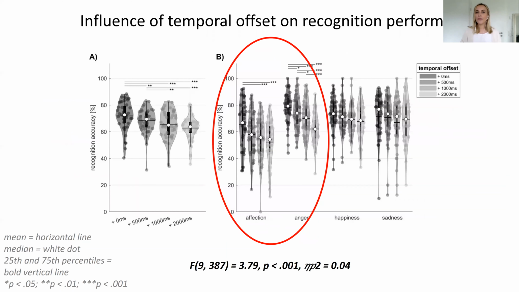So we found something very interesting. We found that with increasing temporal offset, the recognition accuracy actually decreased linearly, but only for affection and anger scenes. Happiness and sadness sequences were not impacted at all by the temporal offset.